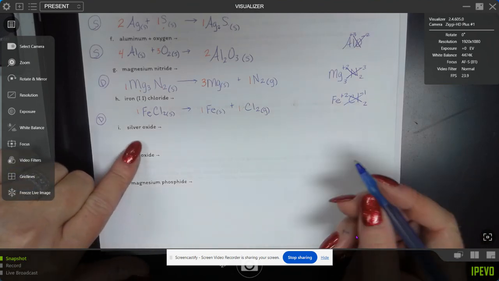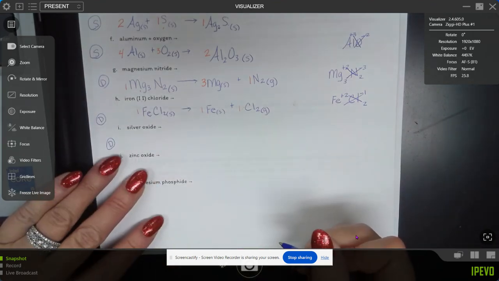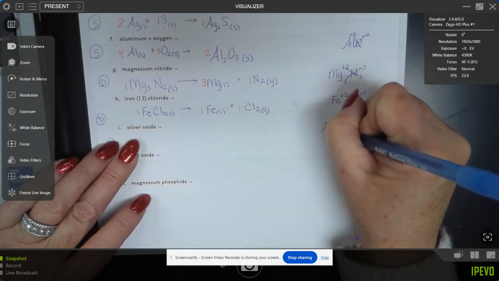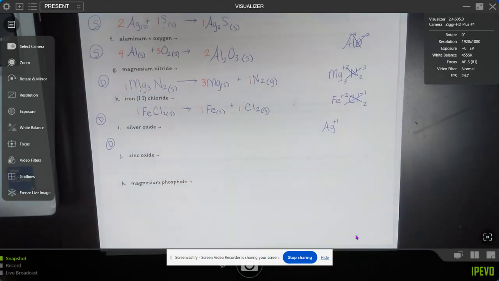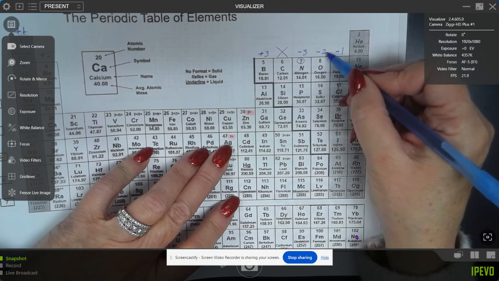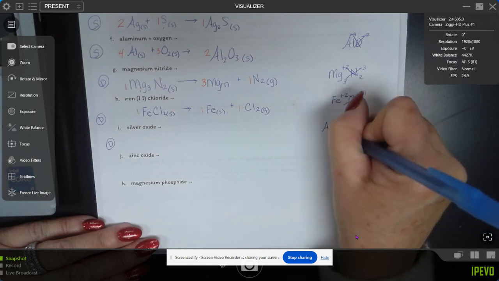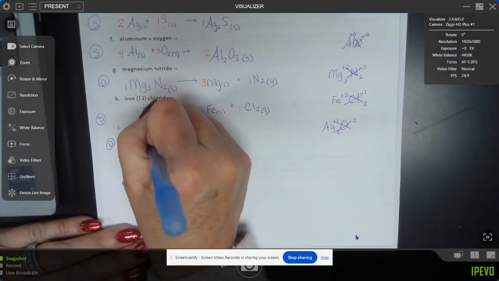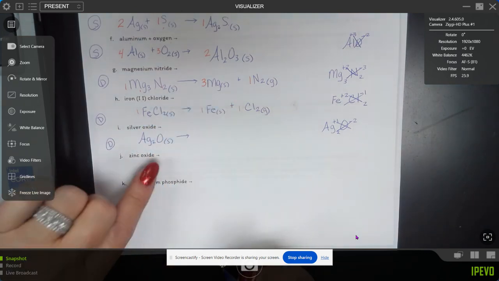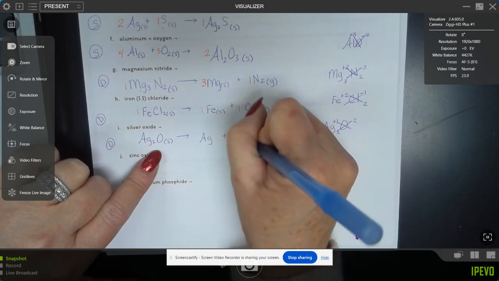All right. Silver oxide. So this is a compound. It's going to decompose. It's going to be a decomposition reaction. Okay. Silver in compounds always has a +1 charge. Oxide. Okay, so let's just look at that. Silver +1. Oxygen forms a -2 ion. Whoops. If I crisscross these, I get Ag2O. All right. That is going to decompose to give me silver plus oxygen.